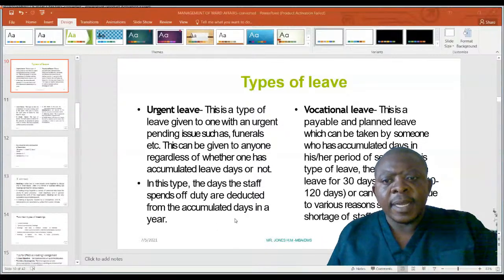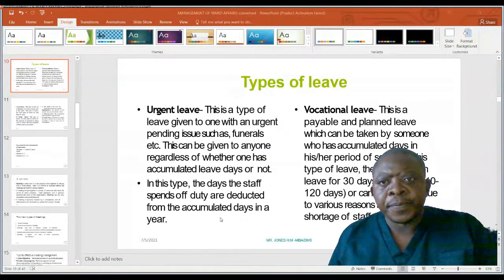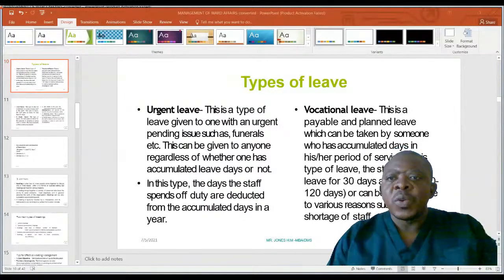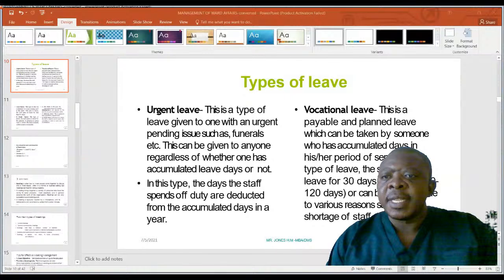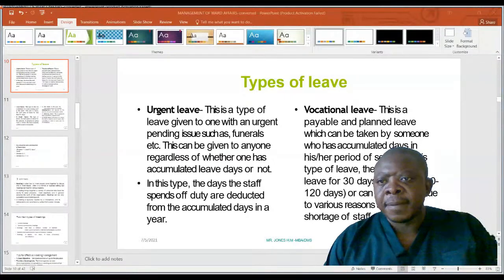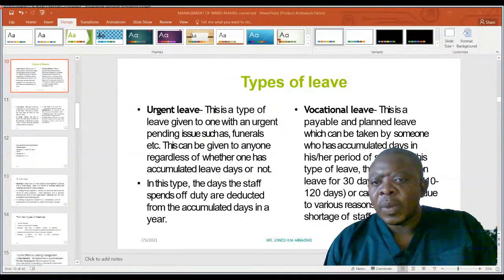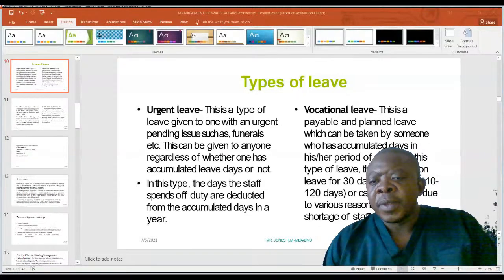Then there is vocational leave. It is a payable and planned leave which can be taken by someone who has accumulated days in his or her period of service. In this type of leave, the staff goes on leave for 30 days and more. They can go for 30 days or more, that is 110 to 120 days, or it can be reduced due to various reasons such as shortage of staff.